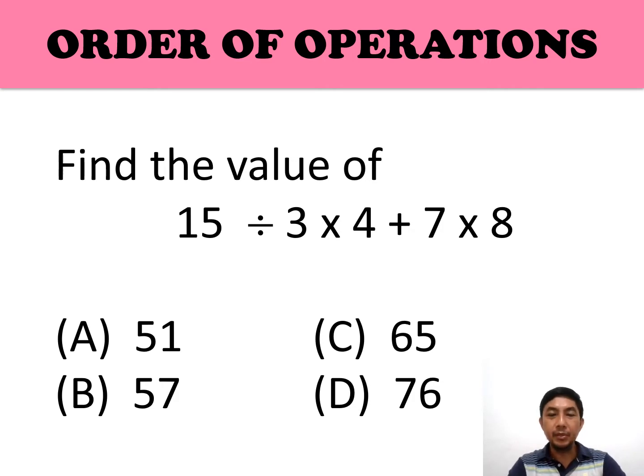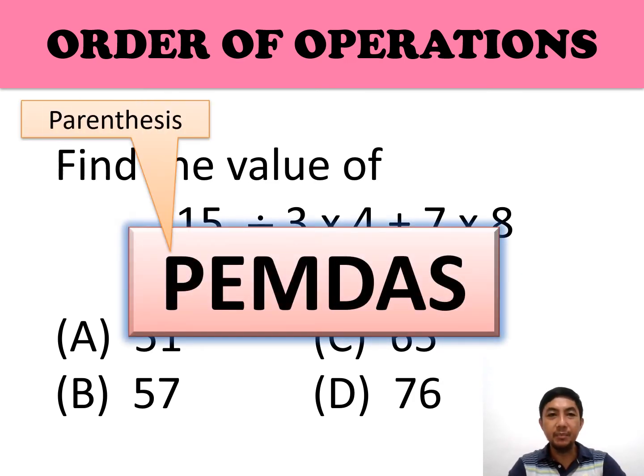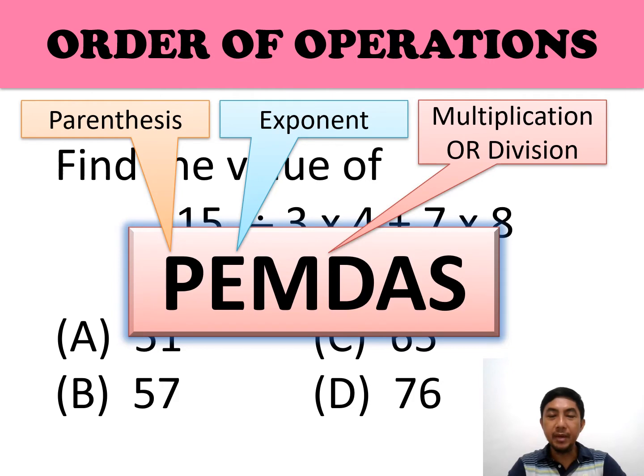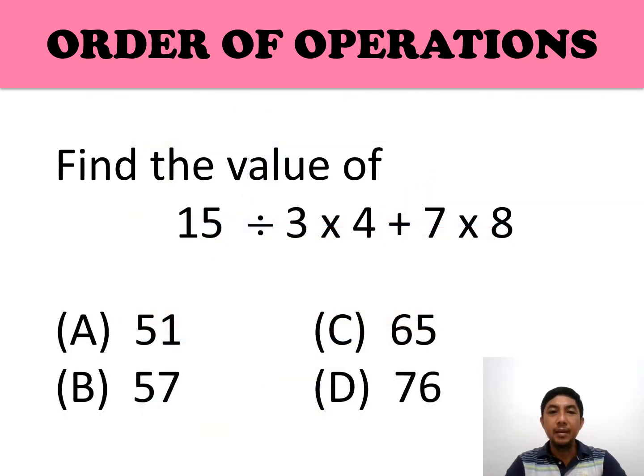In order to solve this kind of problem, which is the order of operations, we are going to use PEMDAS. PEMDAS means parentheses, or you can say grouping symbols. E for the exponent, so you simplify first terms with exponent. And then we have multiplication or division from left to right. And then we also have addition or subtraction from left to right. Okay, so the answer for this particular problem is letter D.